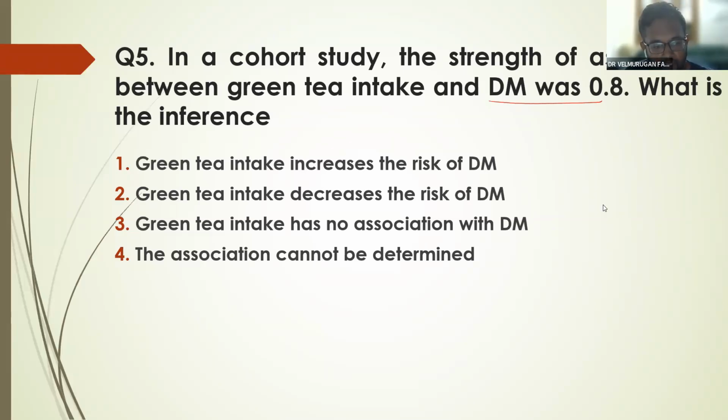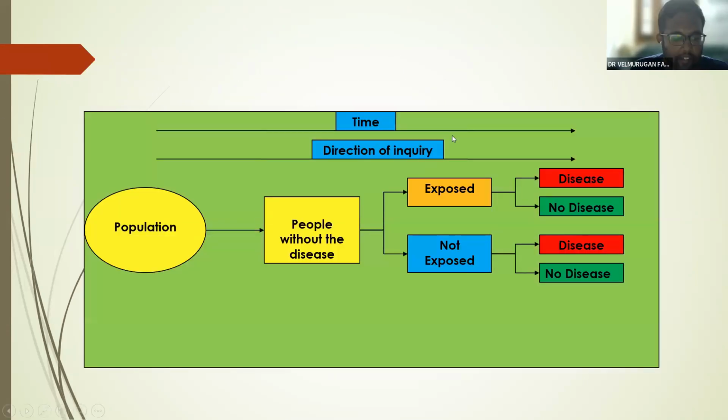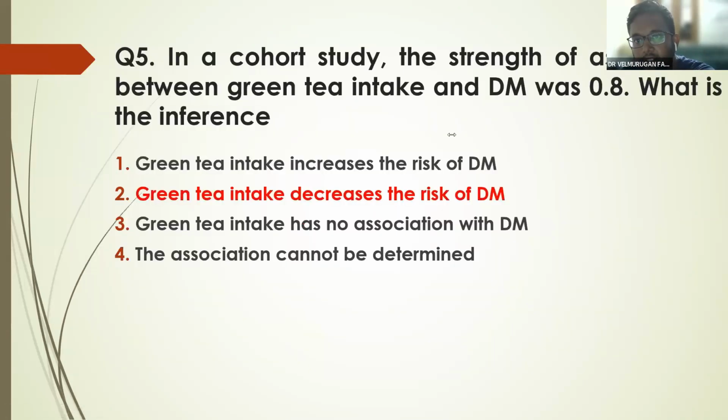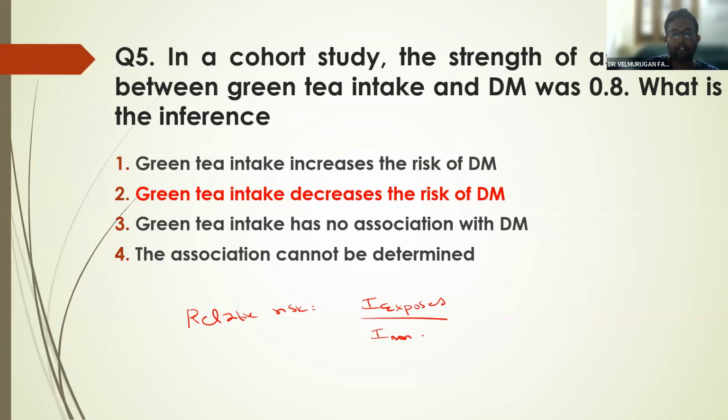So what happened here? The relative risk. What is this thing in a cohort study? In a cohort study, we have something called the relative risk. So what is relative risk? Incidence in exposed divided by incidence in non-exposed.